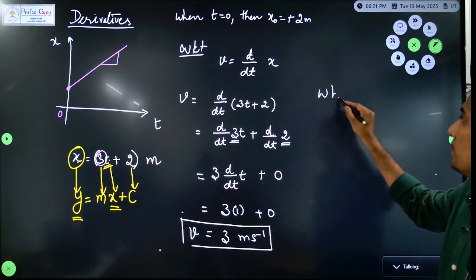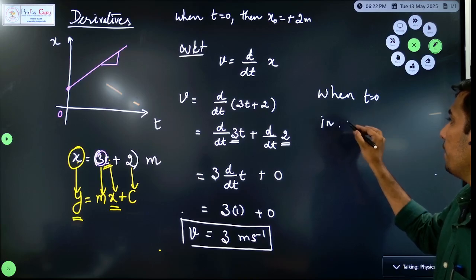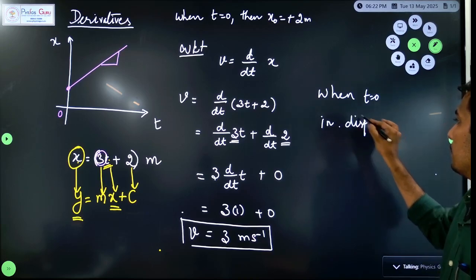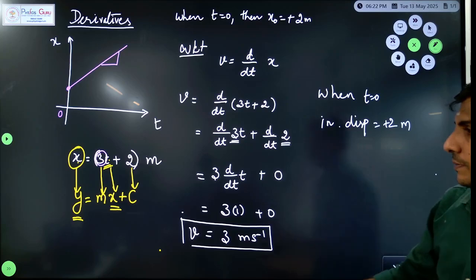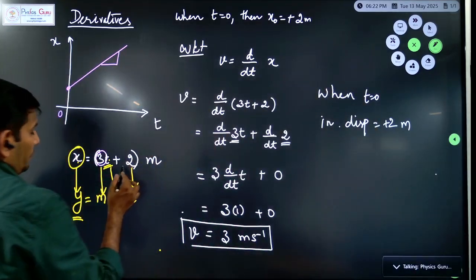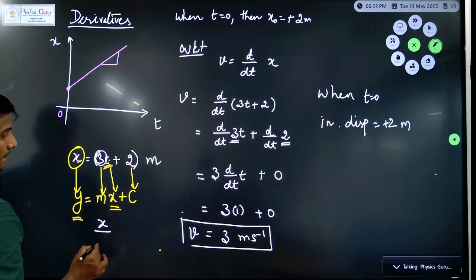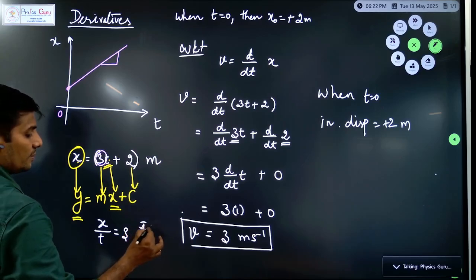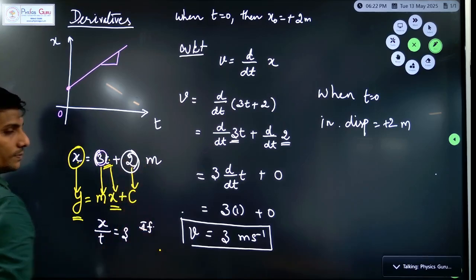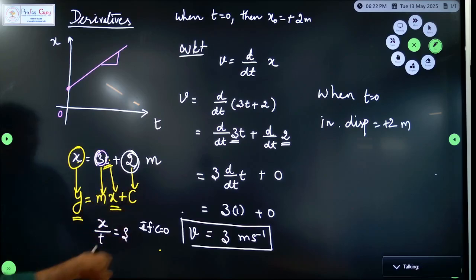So here I can say, when time is equal to 0, that is, initial displacement is equal to plus 2 meter, and the velocity, let alone this number, if you just take it in this equation, x divided by t should be equal to 3 if this constant is 0. The constant is 0. Correct? If the constant is equal to 0, x by t should be equal to 3.